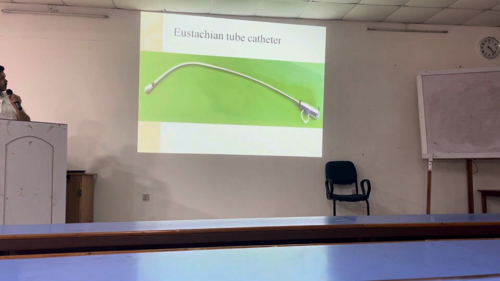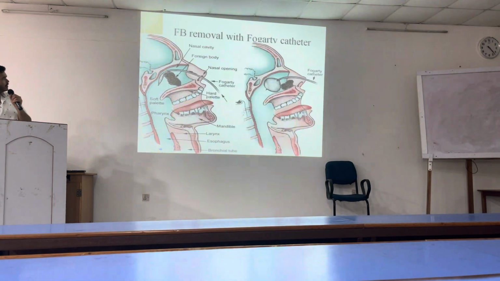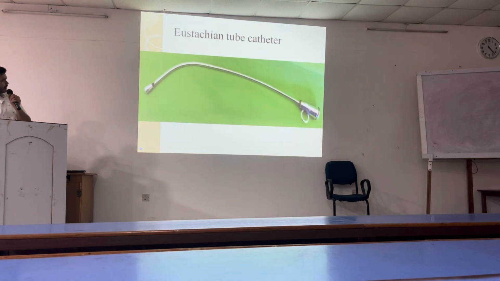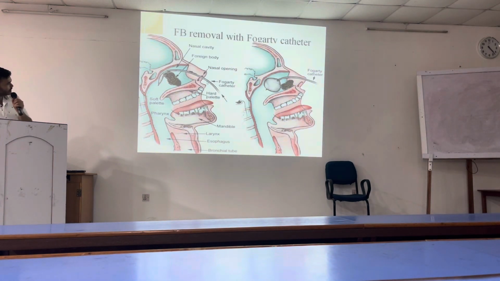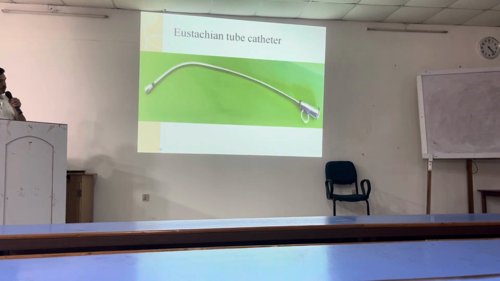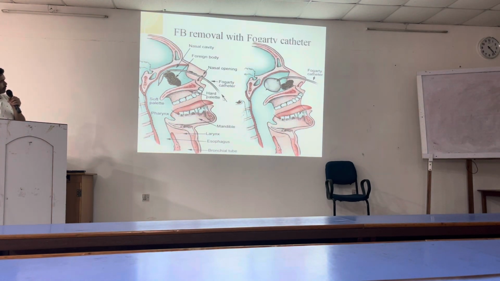I think there is a picture. There's no picture. So I just wanted to show you this eustachian tube catheter. So this catheter goes like this behind, in this way, right? This is a Fogarty catheter, but whenever we talk about foreign body removal, this eustachian tube catheter is also very much used. It's similar to this. It goes like this behind the foreign body, and you just take it out in one go.